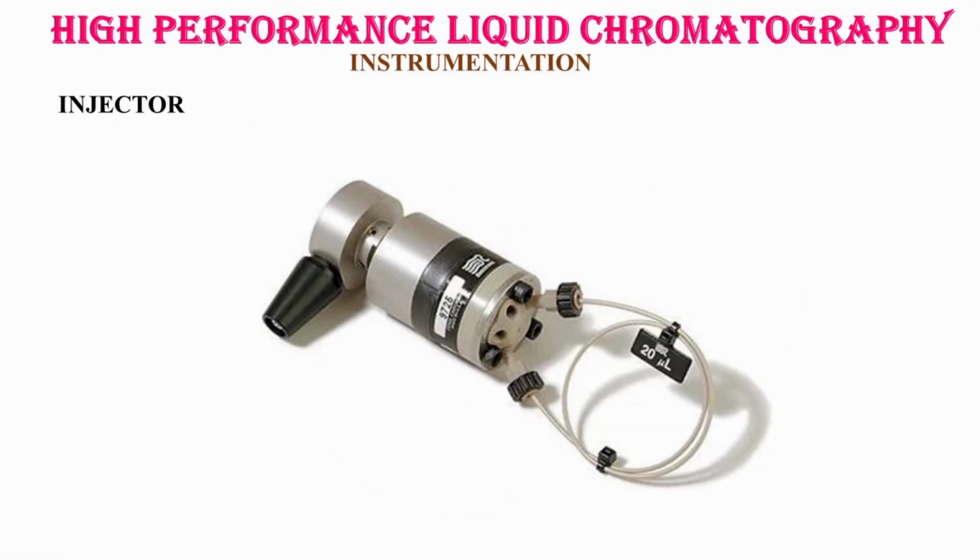The next important part is the injector. It is used for introducing the sample into the mobile phase flow stream just before the column. It is connected with a loop that determines the maximum volume of the sample that can be injected. The samples are injected using a syringe, and the sample can also be introduced into the system using an automatic injector called an auto sampler.